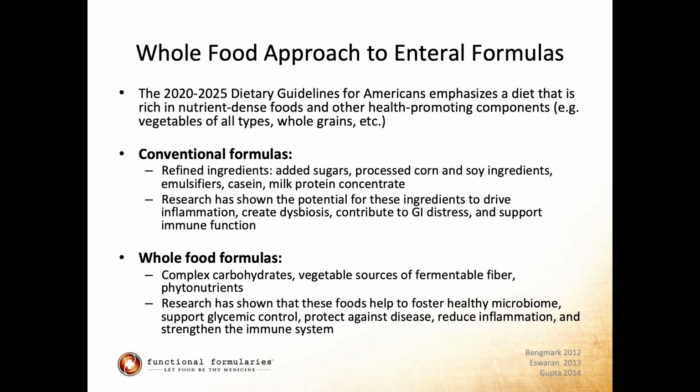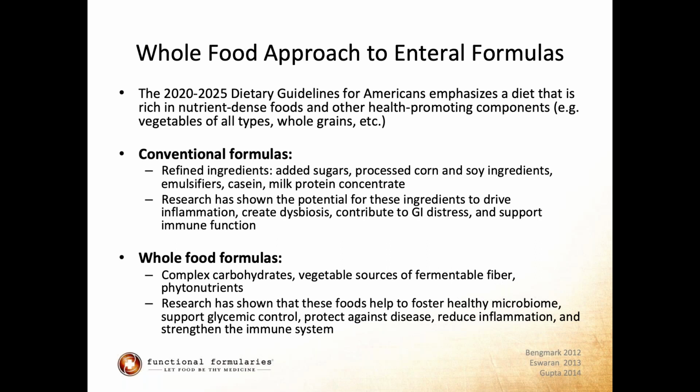So, heavily processed corn and soy ingredients like corn maltodextrins or corn syrup solids, and milk protein concentrate such as casein. They're often devoid of fiber, fruits and vegetables, and other foods that have been beneficial for helping decrease risk of chronic disease. So it can be argued that while conventional formulas are made to meet macronutrient requirements, they do little to promote health, they potentially drive inflammation, and create dysbiosis in the microbiome, contributing to GI distress and also suppressing immune function.